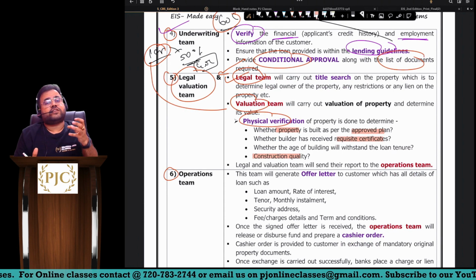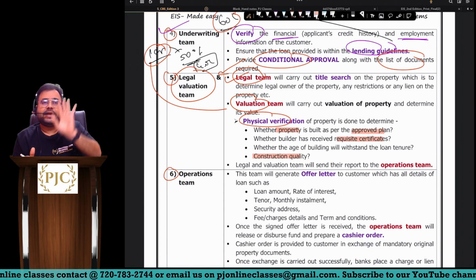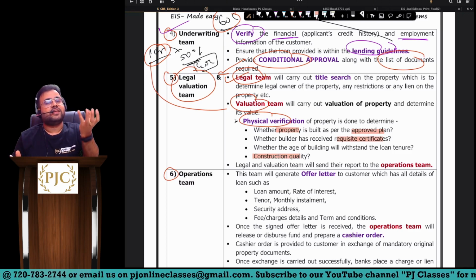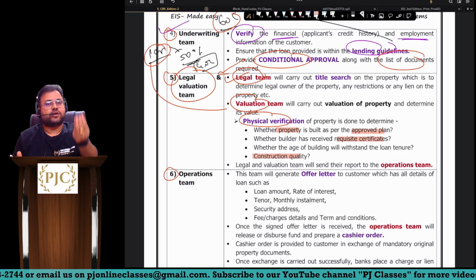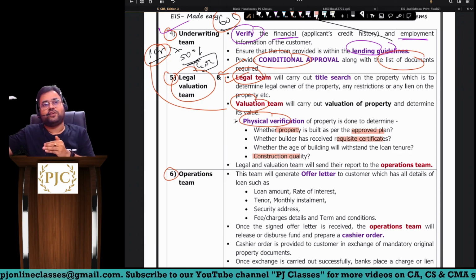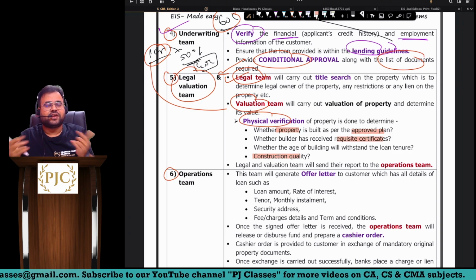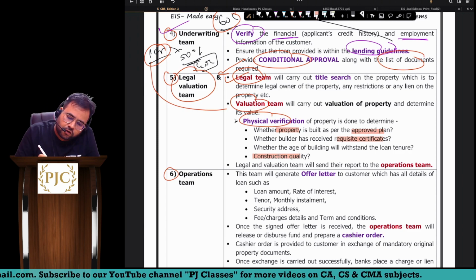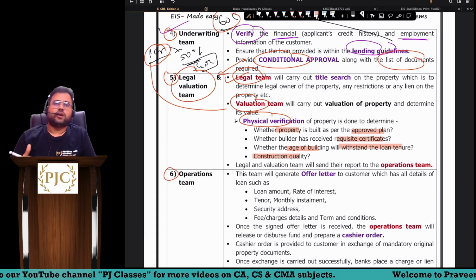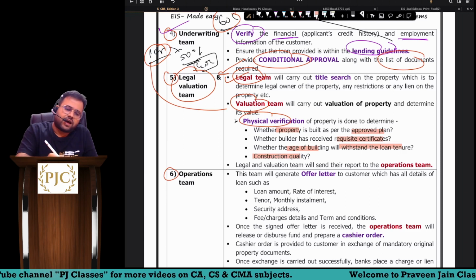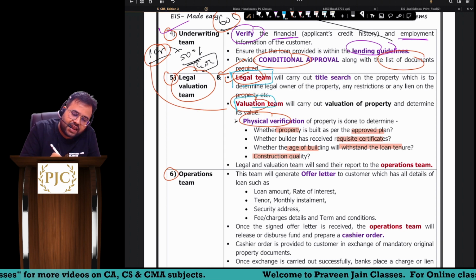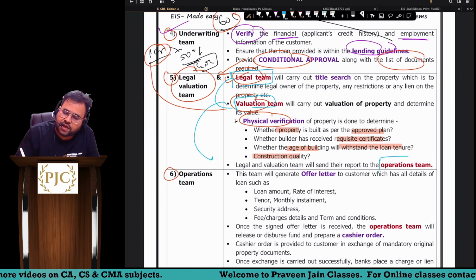Sir, they will also check, they are giving the loan for 20 years. Up to 20 years, this building will be standing or not, sir. Imagine, sir, if the construction quality is very poor, whereby this building's life is only 10 years and the tenure of the loan is 20 years, so can I say it is not worth giving a loan for 20 years, sir. So we will also see the age of the building and check whether it will withstand the loan tenure or not, sir. All these things are checked by whom, sir? Your valuation team, sir.